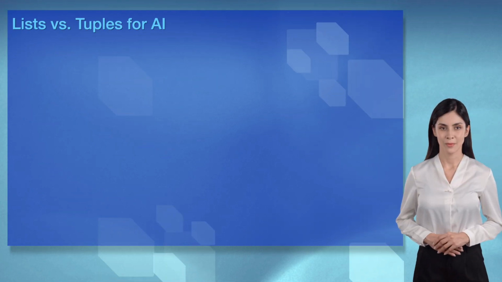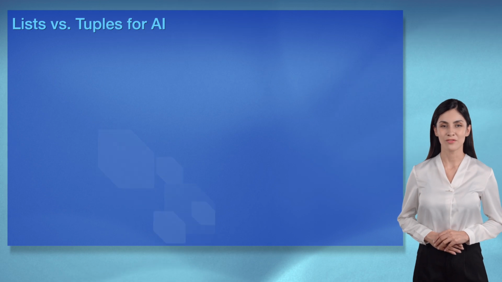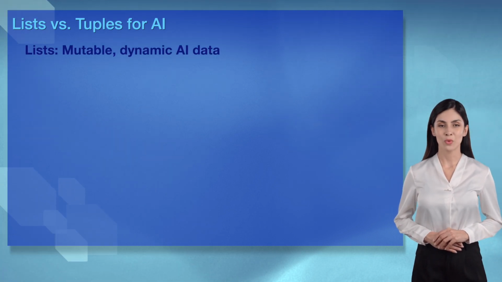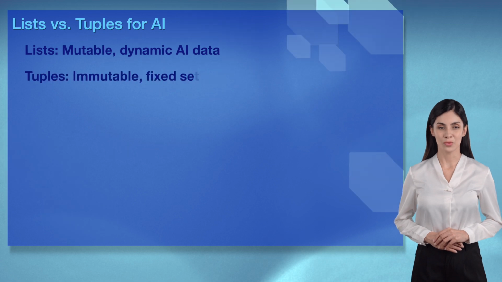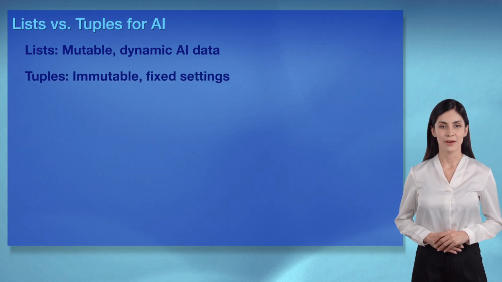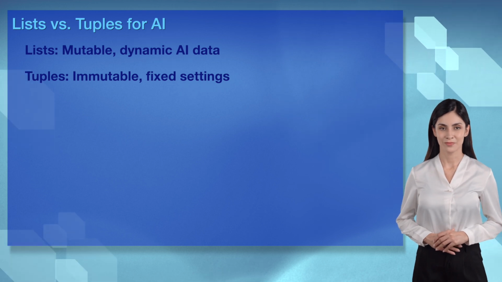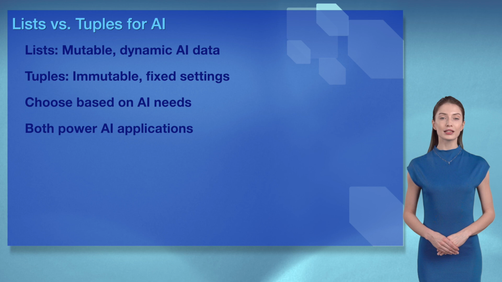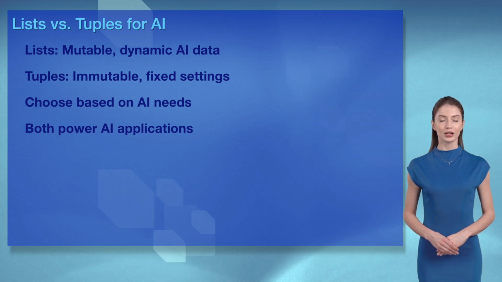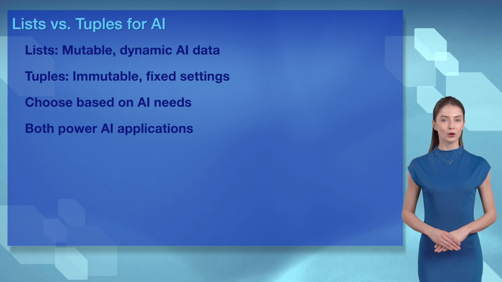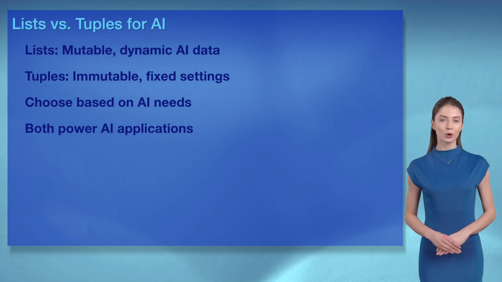Wizards, lists and tuples both store data, but they serve different AI purposes. Lists are mutable, so you can update data like a growing dataset for machine learning. Tuples are immutable, ideal for fixed settings like a model's configuration that must stay constant during training. Think of lists as your dynamic AI notebooks, where you can add or edit data, like sensor inputs. Tuples are like sealed AI blueprints, keeping critical parameters safe. Our demos will show you how to use both for AI projects.